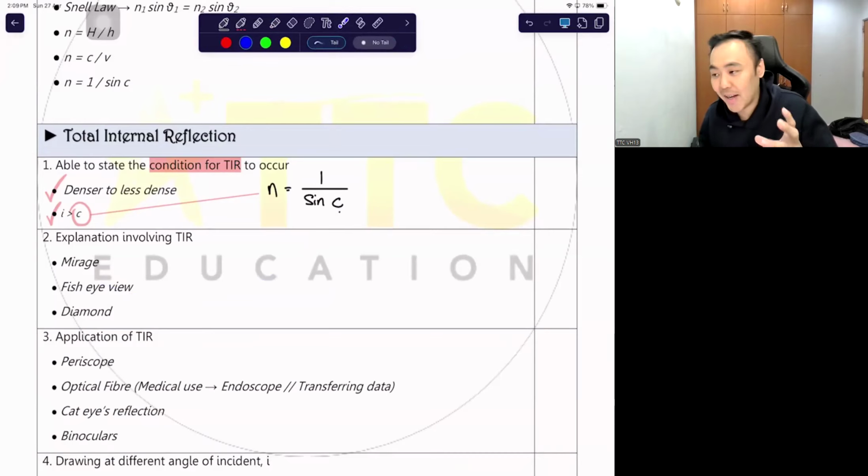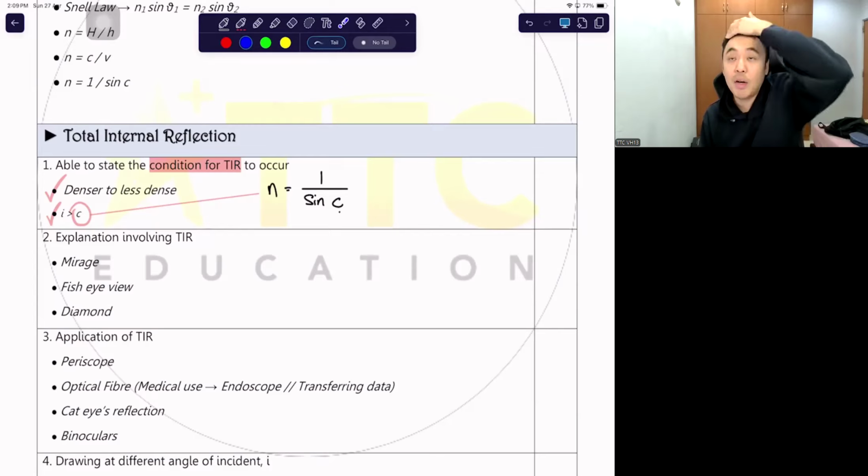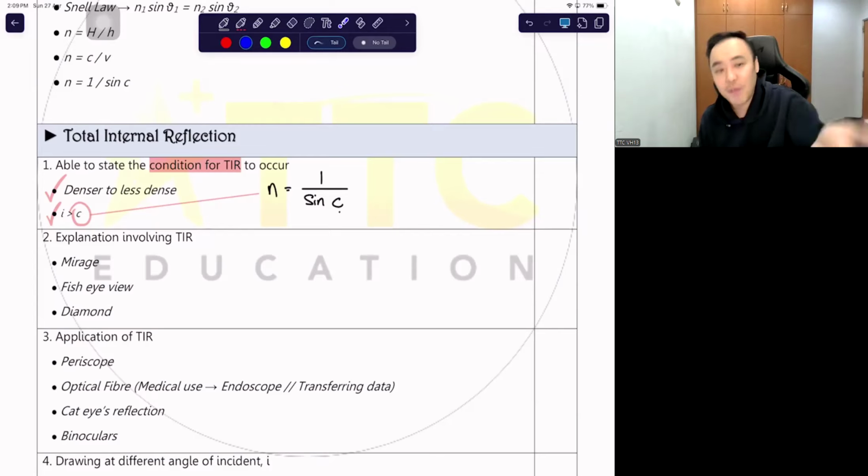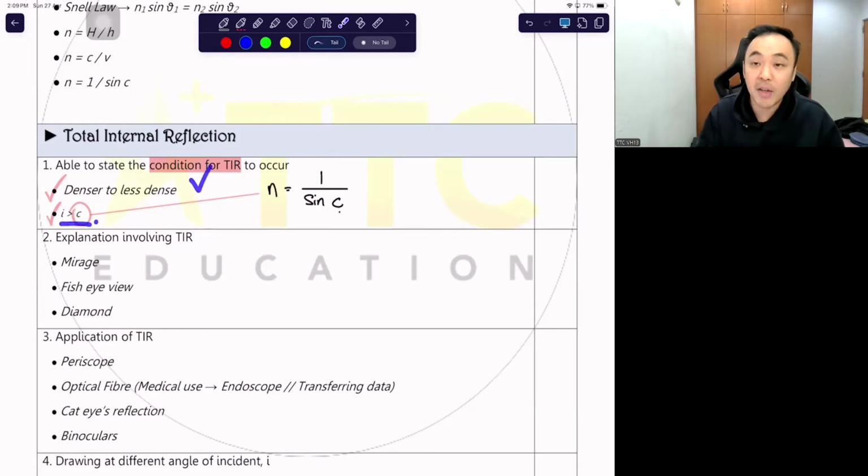So C is like a number. It's like, let's say, an exam. You want to pass your exam, right? 40 marks is your benchmark, but does that mean your exam paper must be all 40 marks? You can score 50, can score 60, can score 70, right? So if you got more than 40 marks, you pass. Less than 40, fail. Simple idea. So same thing here. If you got more than the critical angle, then total internal, pass.